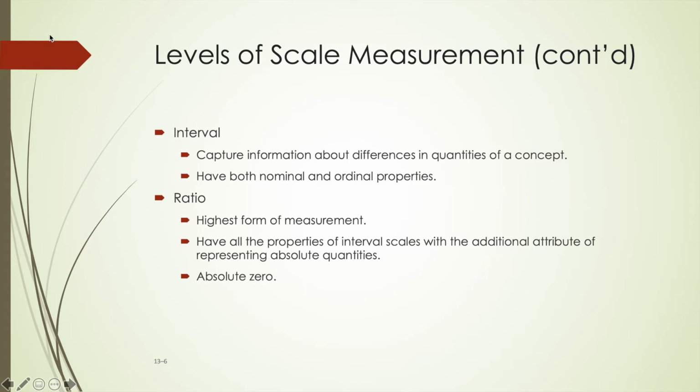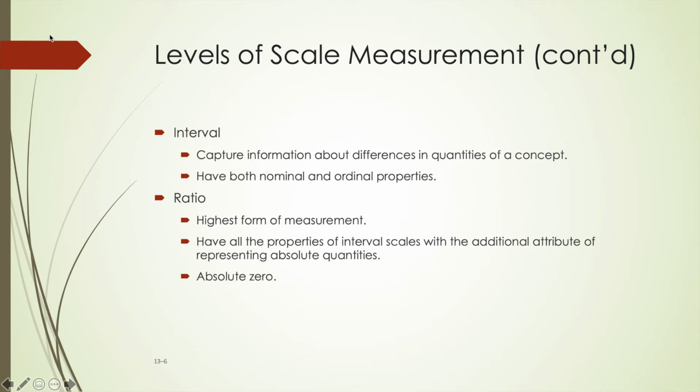Now interval, again, we just mentioned that. It's just the differences in how they're spread out and the differences in the quantities of the concept. And it can have both nominal and ordinal properties. You saw that there were numbers which were nominal and ordinal. There was one who came in first, second, and third, but they also came in intervals of first, second, and third.